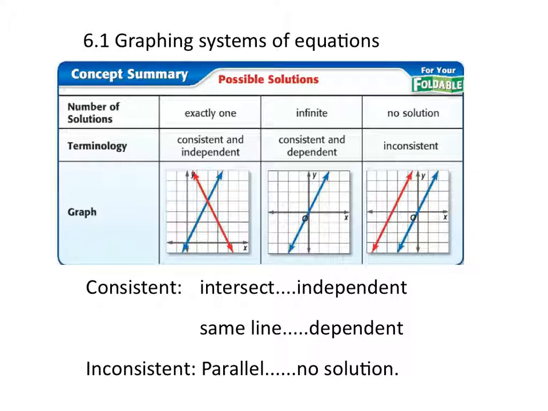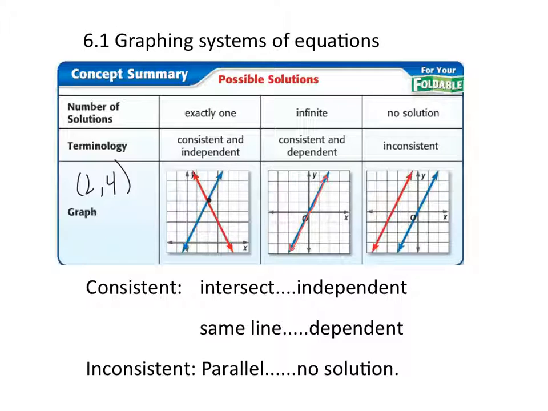The solution of this system is right there at (2, 4). If we look at the second graph, it actually just looks like one line. But really there's another line there as well, and those two equations form the same line. If the two equations form the same line, that means we have infinitely many solutions, and the terminology to describe this system is consistent and dependent.